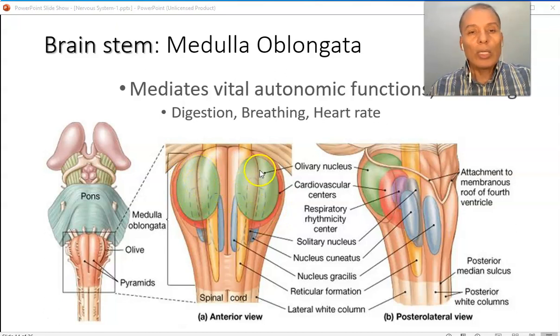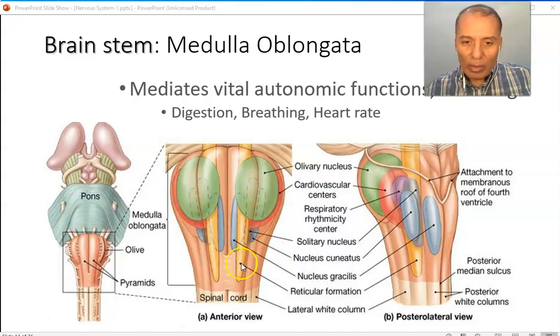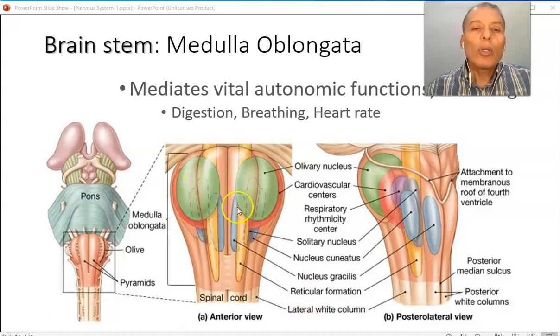For example, here is the olivary nucleus, which plays a great role in hearing. There is the cardiovascular center here. There's the respiratory center regulating rhythm and the cycle between inhalation and exhalation. This yellow structure here is the reticular formation, the one for consciousness. And now look at the medulla oblongata here.